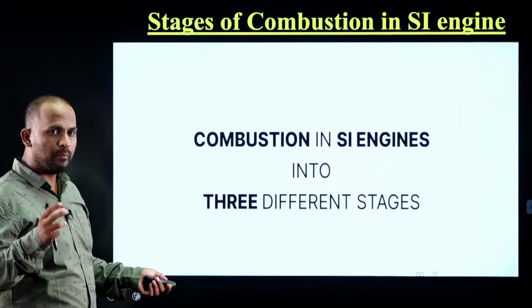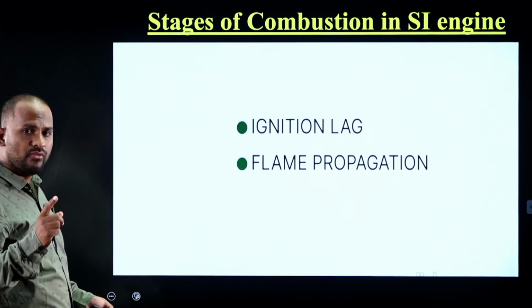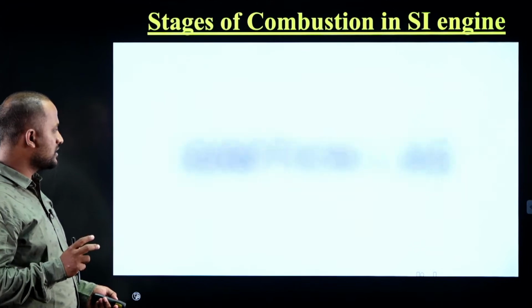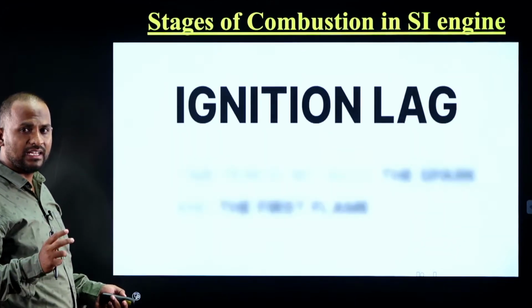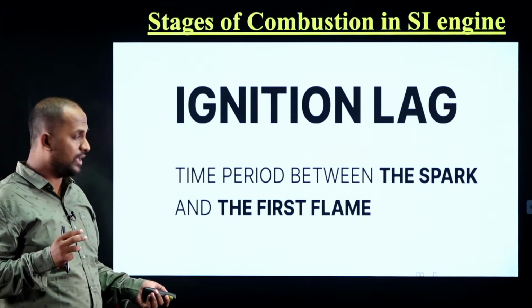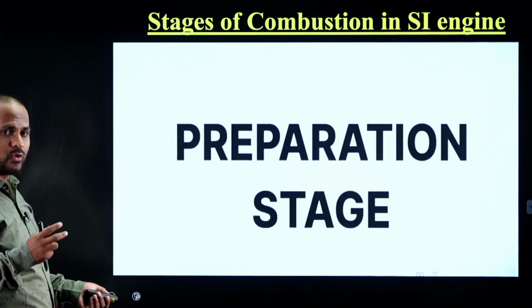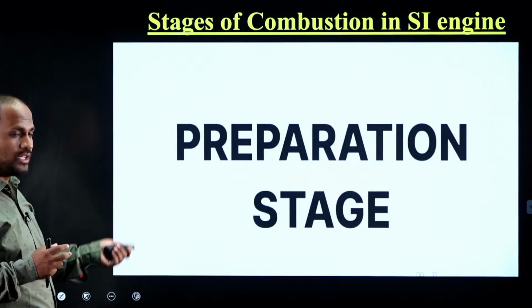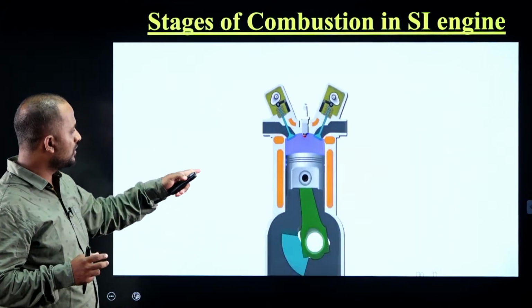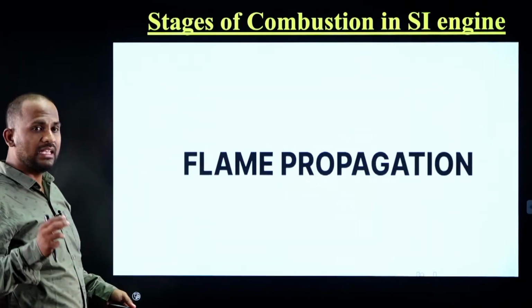He divided the combustion into 3 different stages: ignition lag, flame propagation, and after burning. The first stage is called ignition lag. It is the time period between the spark and the first flame. It is also called the preparation stage. Now let us see here, during the compression process, first the spark is produced, then the flame. This is called ignition lag.